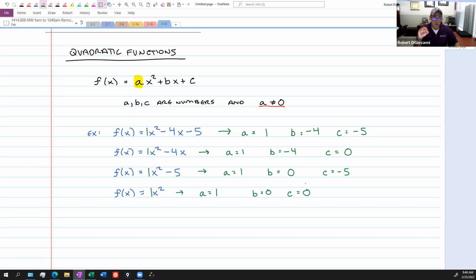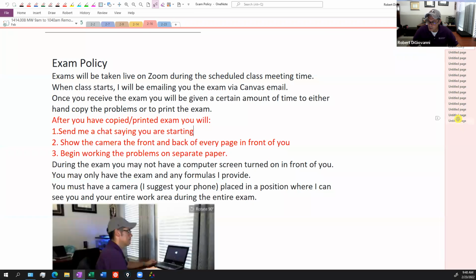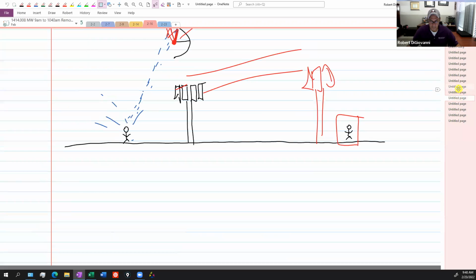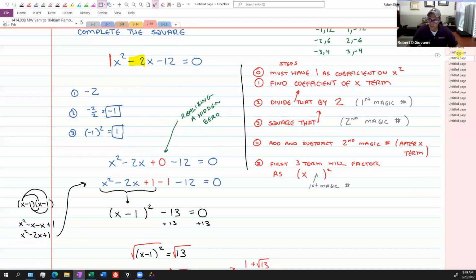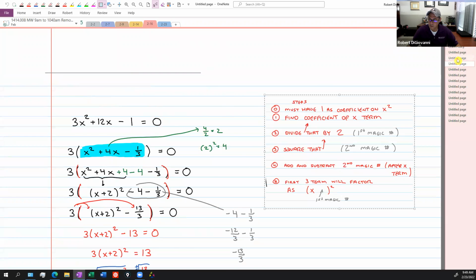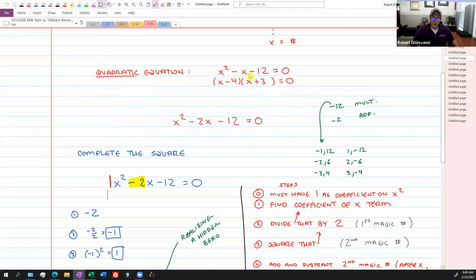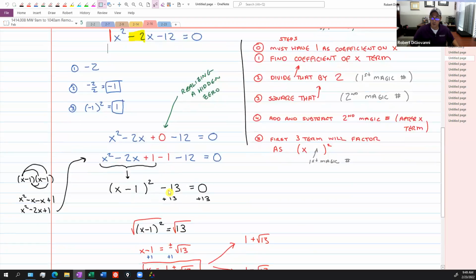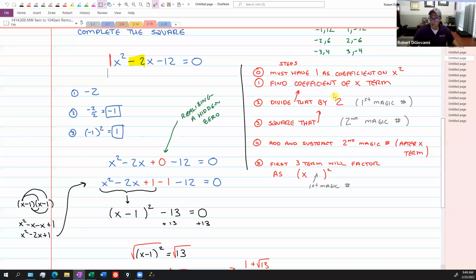So that's what quadratic functions look like when they're presented to you as functions. Our goal is going to be to graph these. Before I get into graphing them, though, I'm going to go back. I want to remind you, remember last time we talked about linear equations, quadratic equations. And I told you when we're solving a quadratic equation, we can do this thing called completing the square. Does this look familiar? We went through how to complete the square.